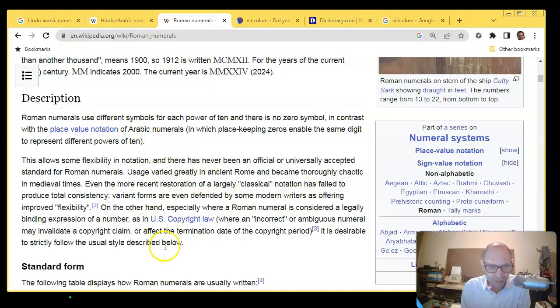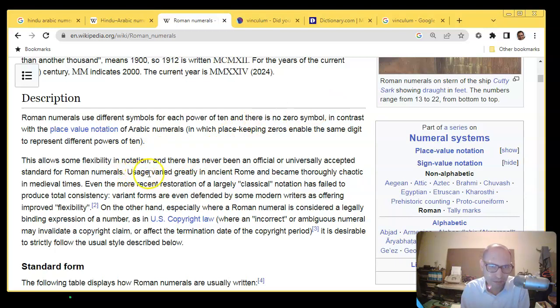Now, this paragraph over here, essentially the gist of it is that there has never been an official or universally accepted standard for Roman numerals, meaning that the system has always been changing over time. And this is possible in this system because, when it comes, for example, to the decimal number system, you cannot just change something as you wish. If you change anything, the whole system will fall apart. Everything has been set down essentially scientifically. There is no way to change anything, otherwise the system will not even work anymore.